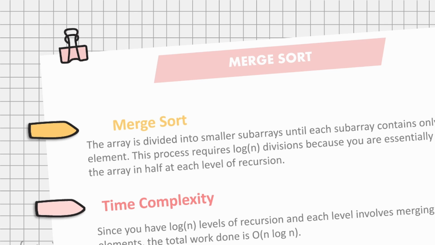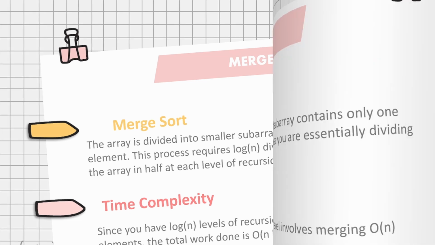This process requires log n divisions because you're essentially dividing the array in half at each level of recursion until you reach single-element arrays. So the time complexity involves log n levels of recursion, and each level involves merging those elements together. So the total work done is O(n log n) time complexity, where log n is the number of levels of recursion and n is the number of elements that you have.